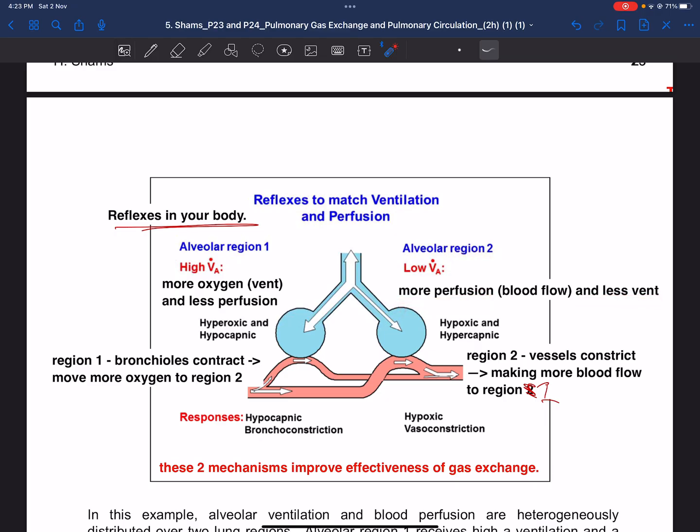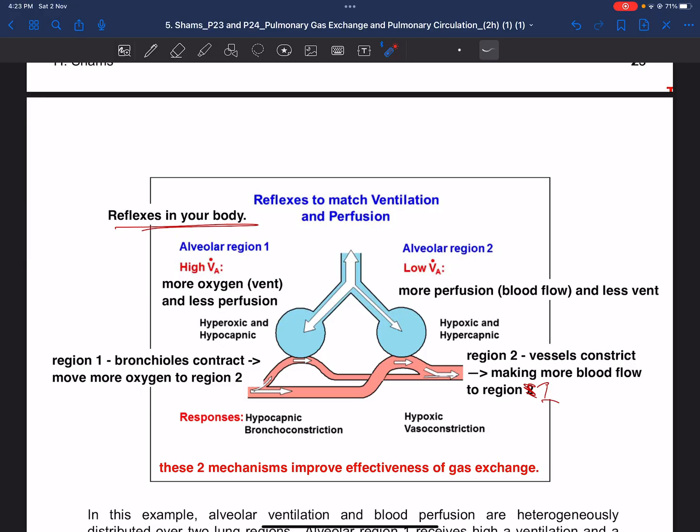So I'll repeat this again. You have a thick arrow over here, meaning more oxygen, and a thin one. So high ventilation, but low perfusion. As you can see, it's a bit thin over here, meaning low blood flow. But in region 2, you have less oxygen, less ventilation, and high perfusion, so it's thick.